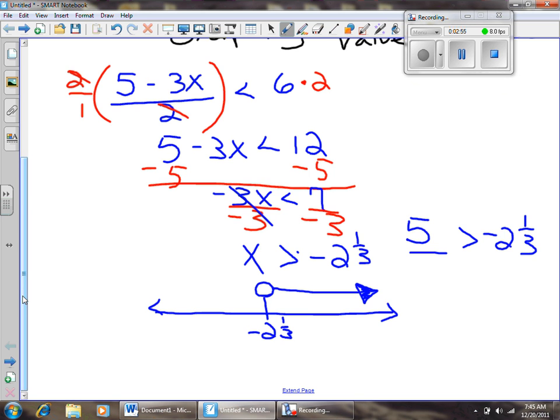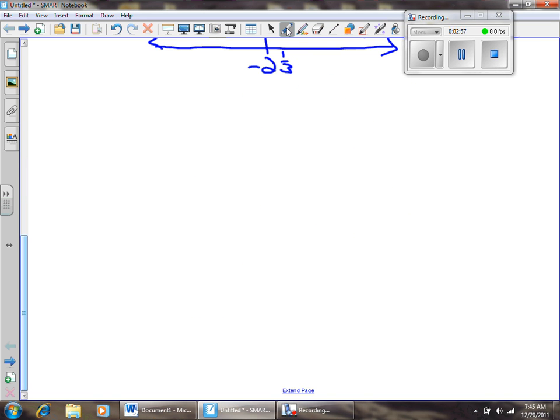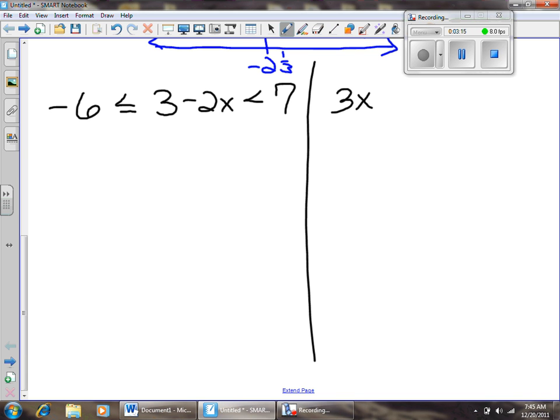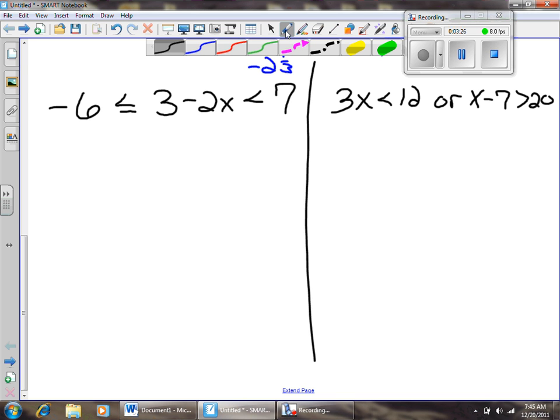All right, when we have a compound inequality, there's two types. Some of them look like this. And some of them look like this: 3x is less than 12, or x minus 7 is greater than 20. I'll solve them each individually. Of course, you can feel free to pause the video at any time, try to solve them on your own, and then unpause when you want to see my solutions.